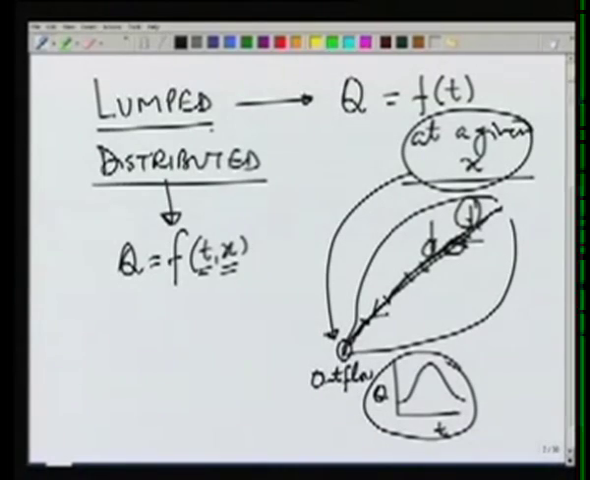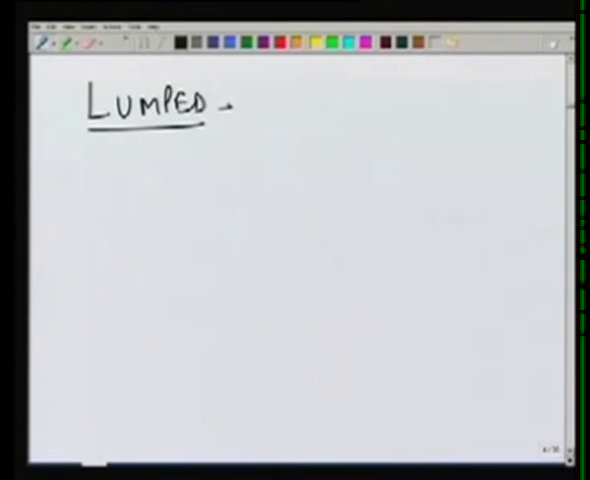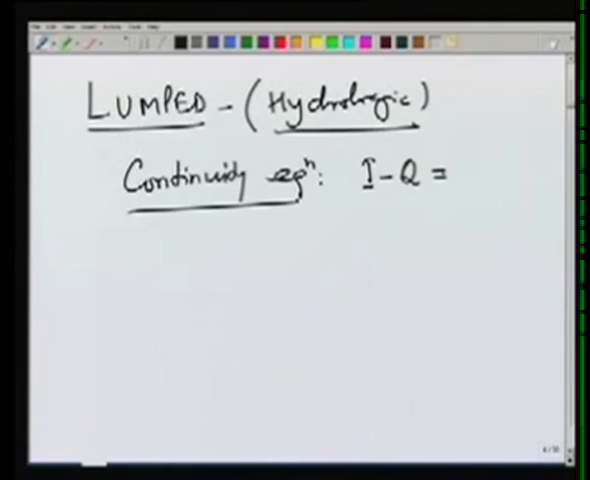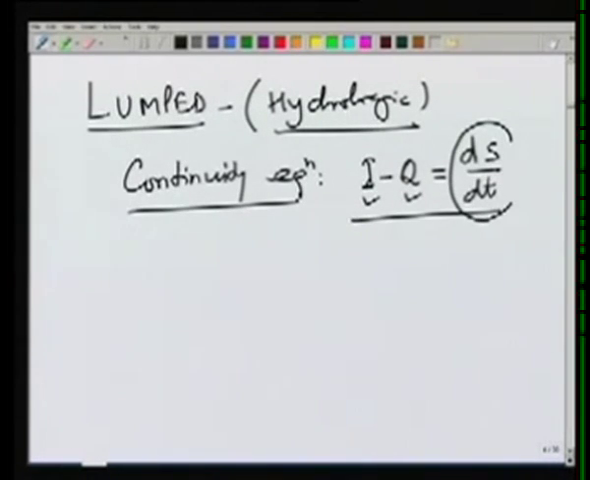In lumped routing, which is also called hydrologic routing, we use a continuity equation which is generally of the form inflow minus outflow equal to rate of change of storage. So the lumped routing or the hydrologic routing uses the simple mass balance equation of inflow, outflow, and relating them with the change in storage.